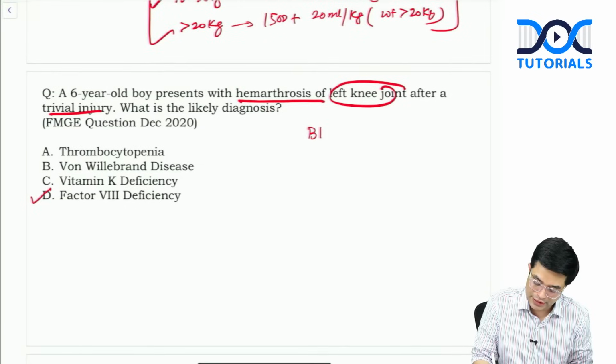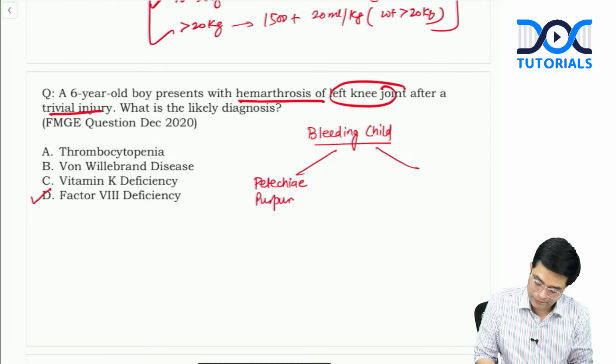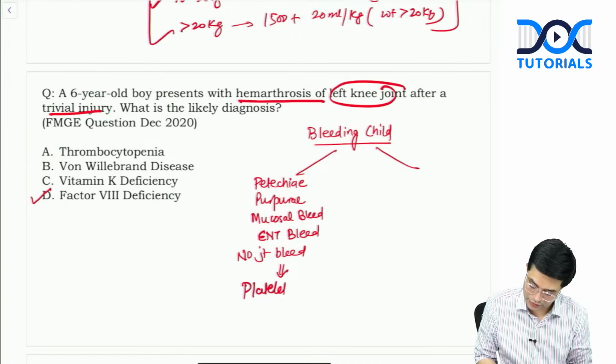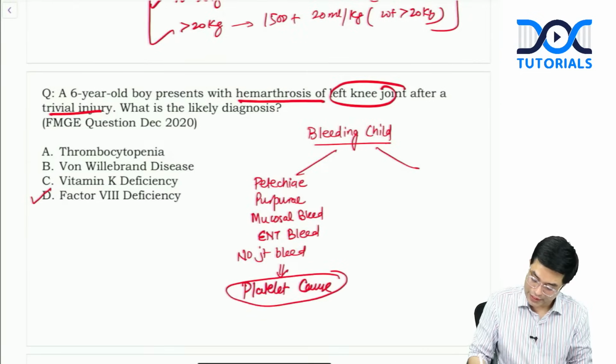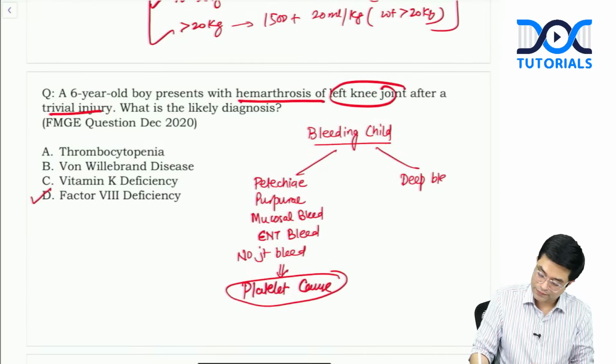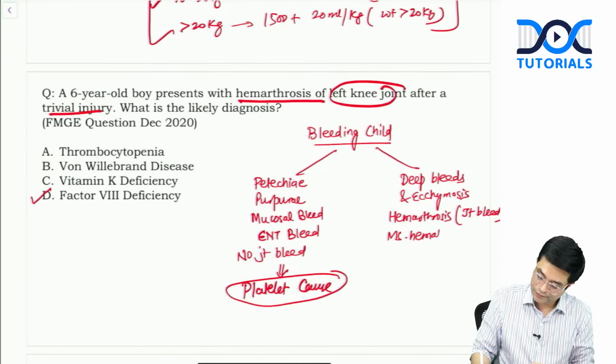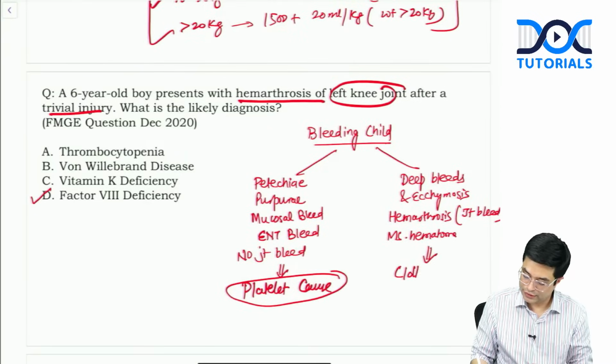Remember, whenever there is a bleeding child, I am making this flow chart, it is very important. Bleeding child, if the question says petechiae, purpura, mucosal bleed, ENT bleed, but no joint bleed, think of platelet disorder as the cause of bleeding. Whereas if the patient is having deep bleeds and ecchymosis, hemarthrosis, which means bleeding in the joint, or the patient is having muscle hematoma, then you should suspect a clotting factor defect.